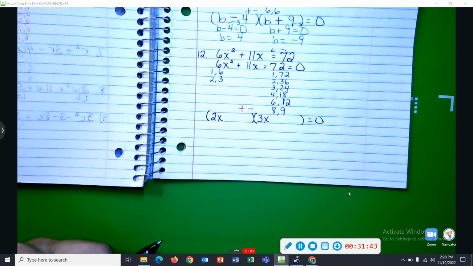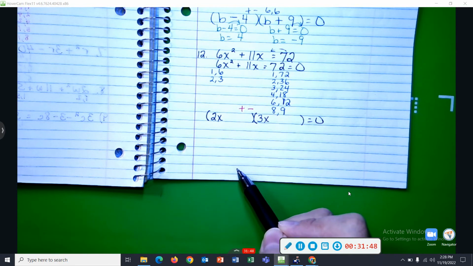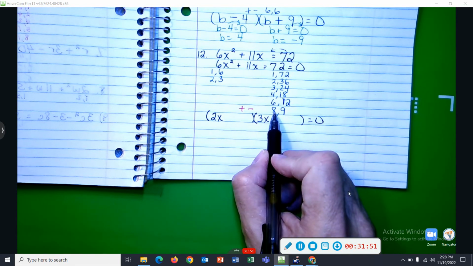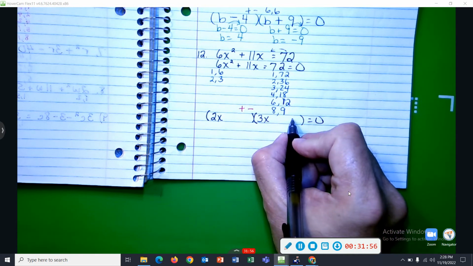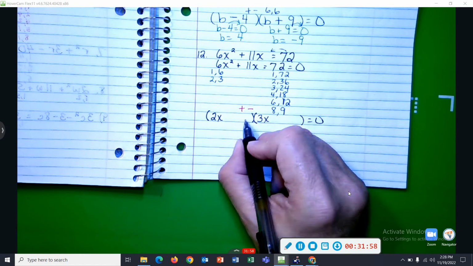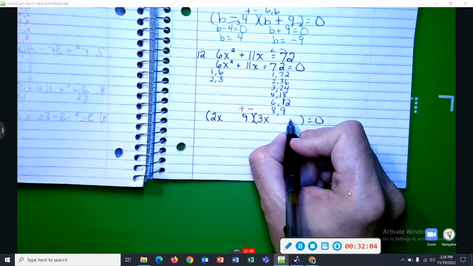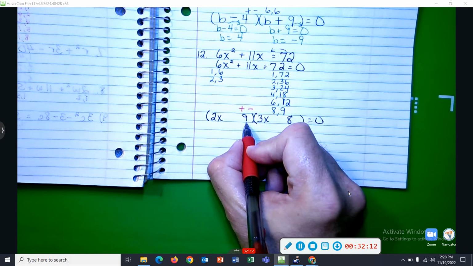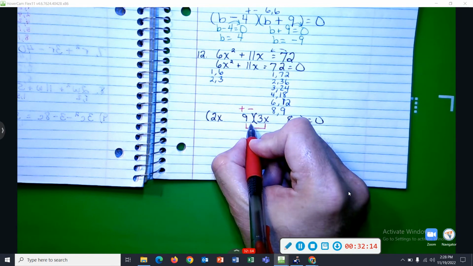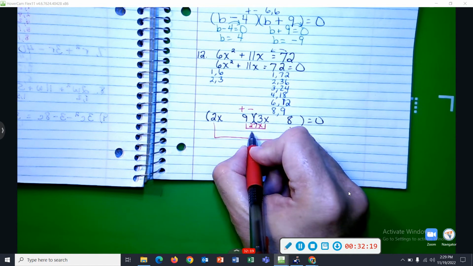I'll try the 8 and 9. That doesn't work. I'll try the 6 and 12. Let's see. 8 and 9. If 8 and 9 are going to work, we would have to have the 8 with the 3 because you can't have a common factor. So let's try it like that. If I look at these numbers here, that's a 27x and a 16x.